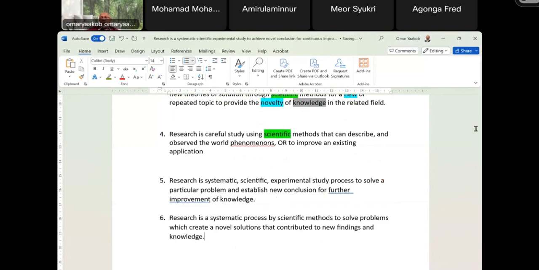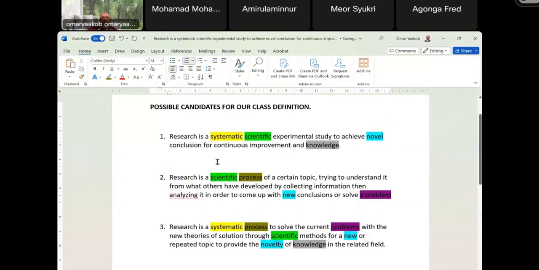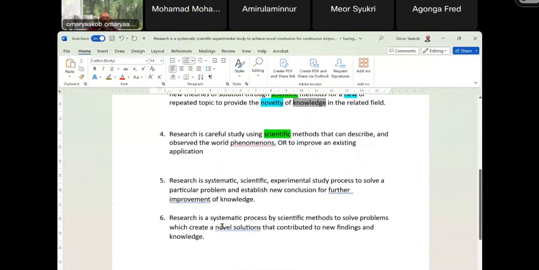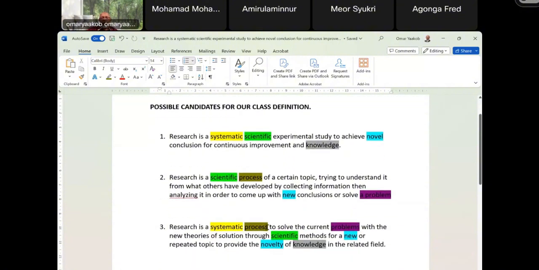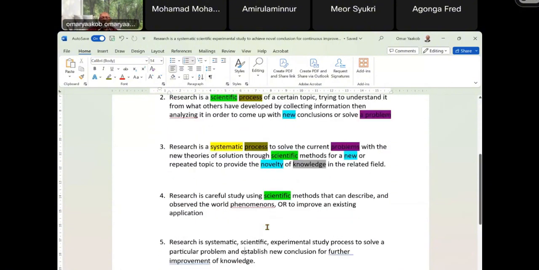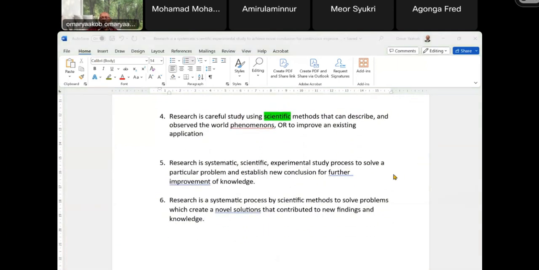This is another suggestion from Amirul. Research is a scientific process by scientific method to solve problems which create novel solutions that contribute to new findings and knowledge. So you have number 5, number 6. These are possible candidates. Anybody want to comment on number 5 and number 6, or you want to just edit any one of them and say that the thing that's not incorporated is not there and so on? Anybody?